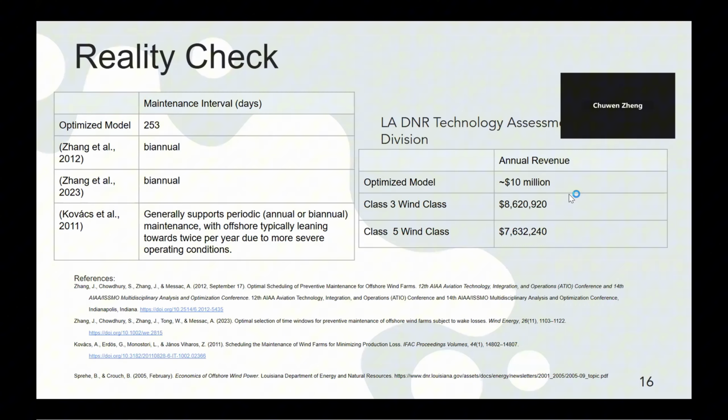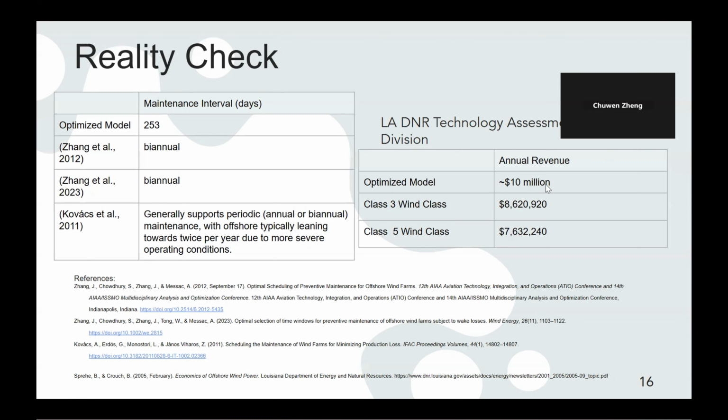perturbation. In this slide, we are showing how our optimized maintenance interval and annual revenue compare to well-established findings in both academic literature and industry reports. To the left, we can see our interval of 253 days fits right within the standard best practice offered by those three academic articles, and those are highly cited articles. And to the right, you can see we cross-reference the Louisiana Department of Energy and Natural Resources Technology Assessment Division data, which provides annual revenue figures for different wind classes.